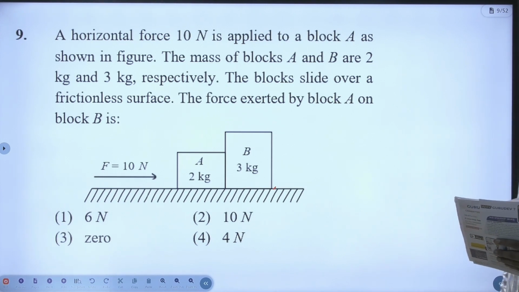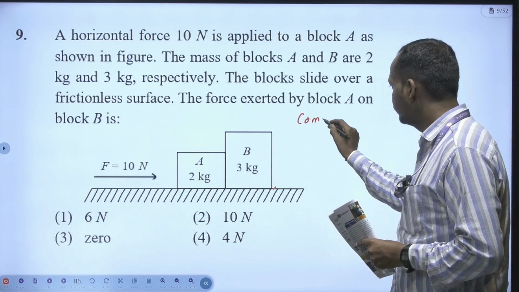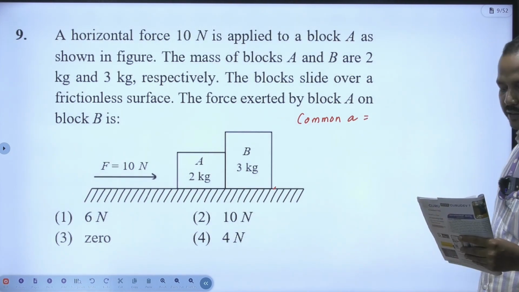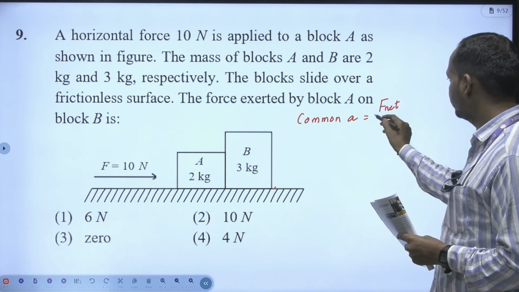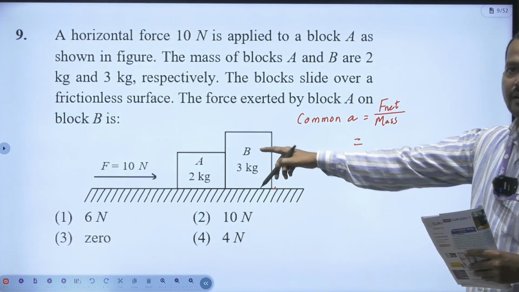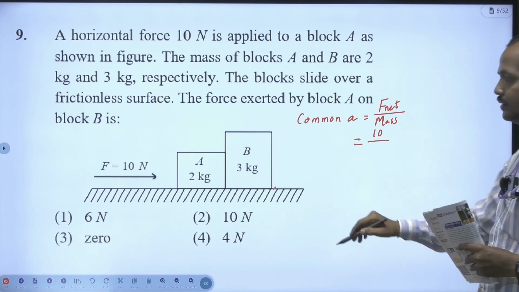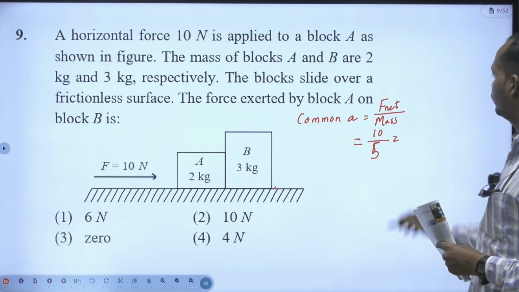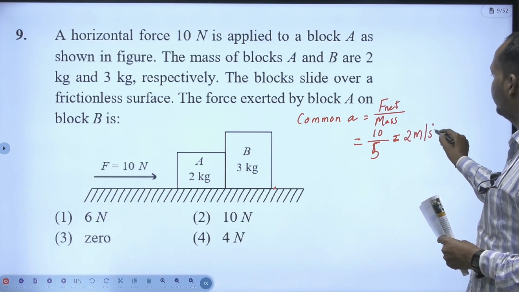In connected motion, there is a common acceleration. What is the common acceleration? Net force upon net mass. Net force कितना लगाया आपने यहाँ पे? 10 न्यूटन. And then divided by total mass, कितना है? 5. 3 plus 2, 5. तो ये कितना आ गया आपका आंसर? This will be 2 meter per second square, the net acceleration.